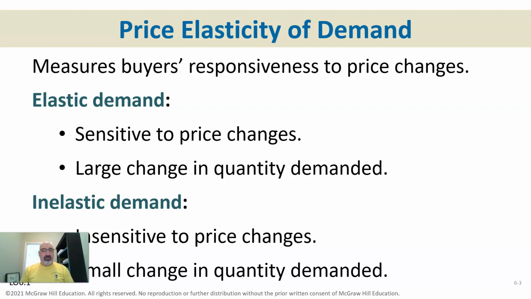And you got three different elasticities. There's elastic demand, inelastic demand, and unit elastic demand. Elastic demand means that we as consumers are sensitive to price changes, and so a small change in price leads to a large change in quantity demanded. Inelastic demand means that we as consumers are insensitive to price changes, and so a large change in price leads to a small change in quantity demanded. So that's basically the way those two work.